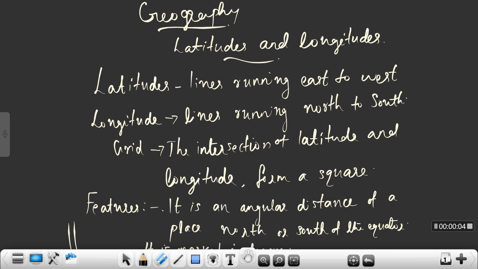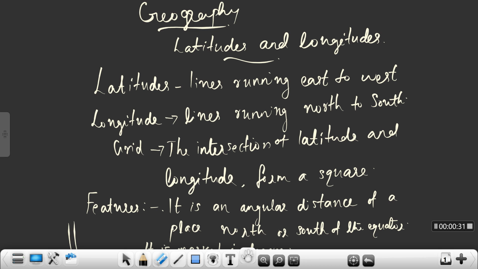Dear students, today we start our geography. First chapter, latitudes and longitudes. The Earth's surface is so vast that unless a mathematical method is used, it is impossible to locate a place on it. So we want to study the importance of latitudes and longitudes.